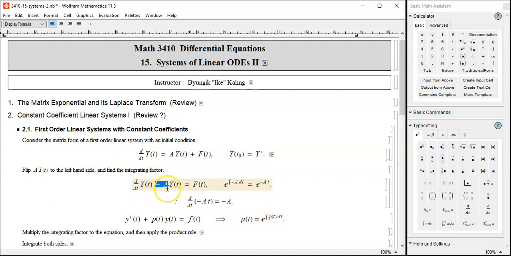So the antiderivative of this negative A is negative At here. So take the exponential, then we have e to the negative At. And this is the integrating factor, which is analogous to this one for the one-dimensional counterpart. This is what we did in lesson 2a, and this is what we are doing now, and please look at the parallel here.